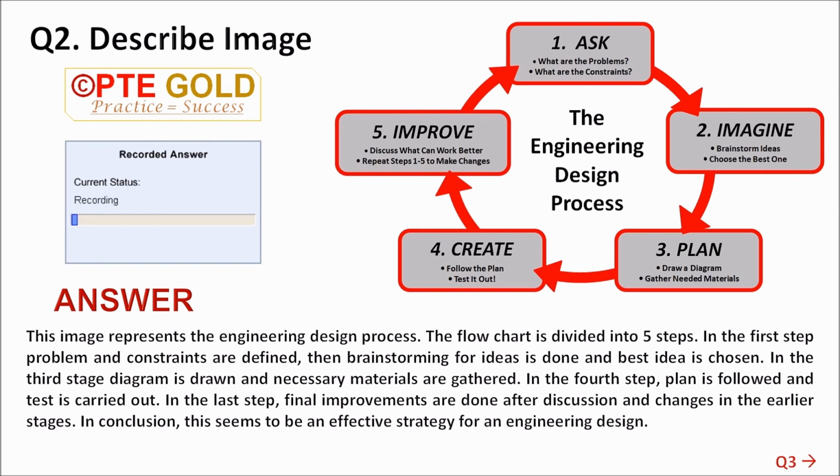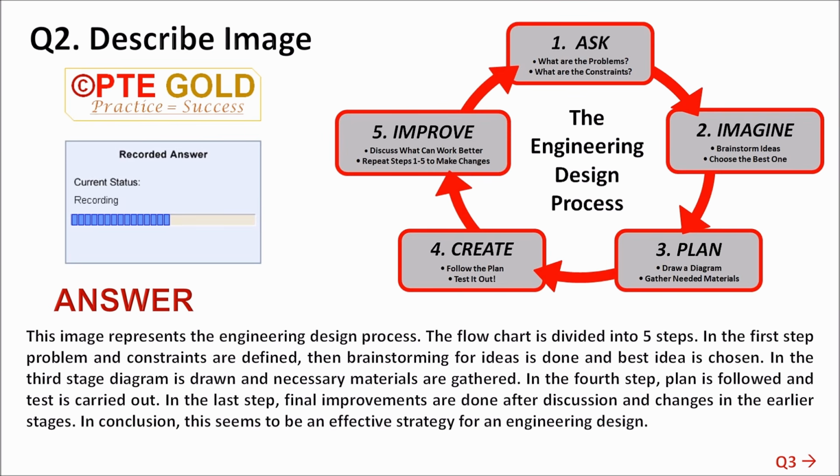This image represents the engineering design process. The flowchart is divided into 5 steps. In the first step, problem and constraints are defined, then brainstorming for ideas is done and the best idea is chosen. In the third stage, a diagram is drawn and necessary materials are gathered.